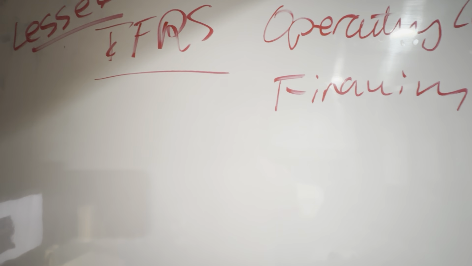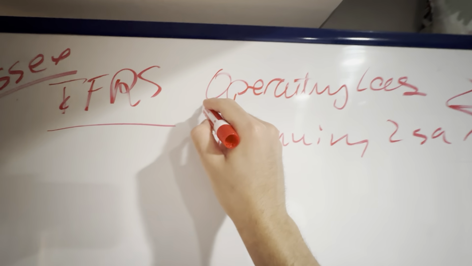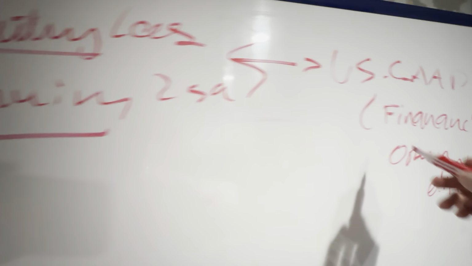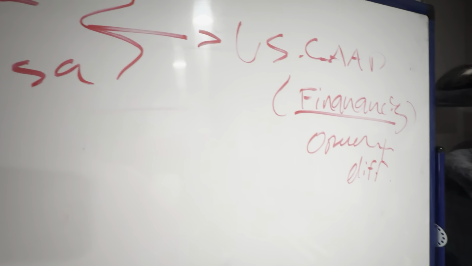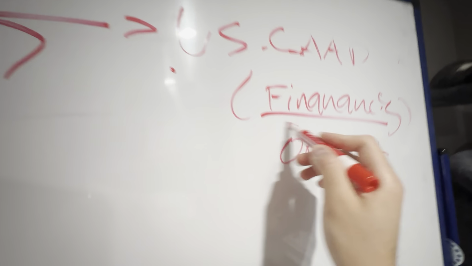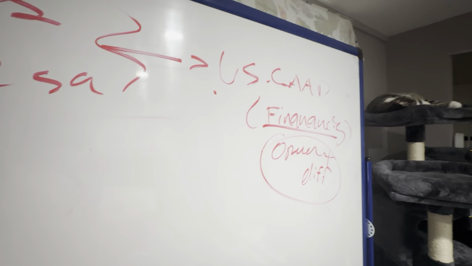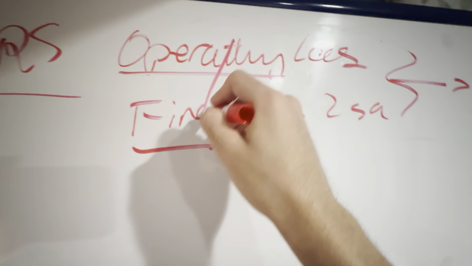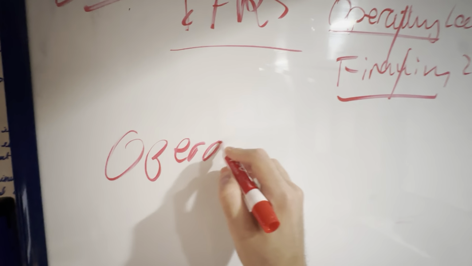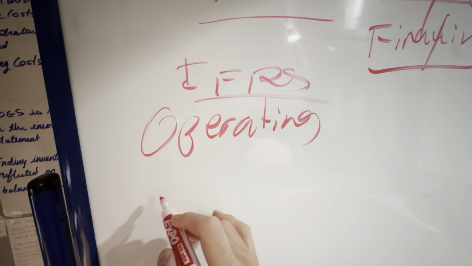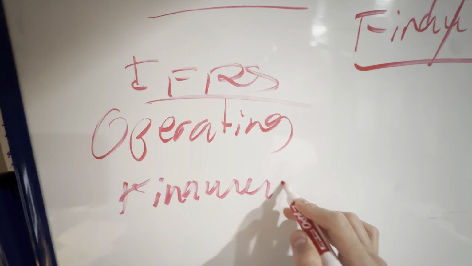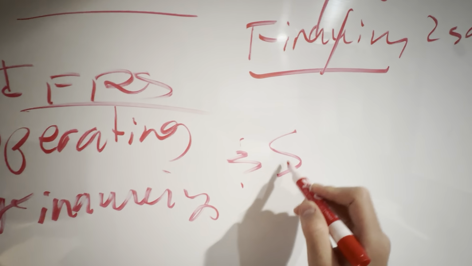Okay, so what we have to do now is illustrate the difference between IFRS operating, IFRS financing, US GAAP financing lessee accounting, and US GAAP operating leases. Because these three are the same, this one's different. So let's start. So we have operating, IFRS, okay, operating, financing, okay, and US GAAP financing.